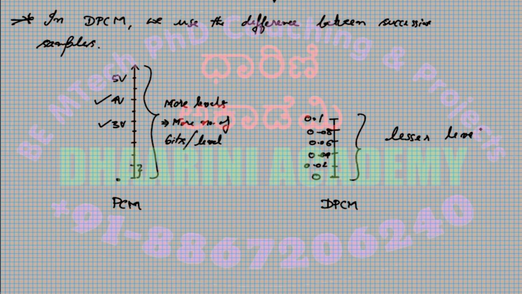Lesser levels imply what? Lesser number of bits. Lesser bits per sample, or, I'll write level, because that's what makes more sense here. Lesser bits per level. The number is small, that's all. So you have actually saved a lot when it comes to the size of each piece of information that you want to save. So I'll write.